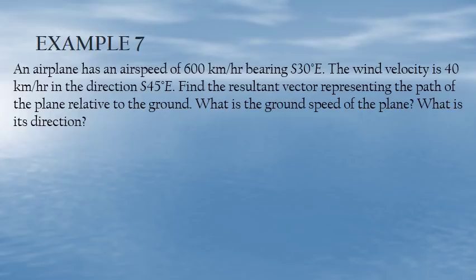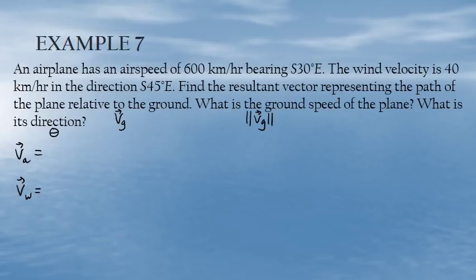So the direction will be finding theta. The vector representing the path relative to the ground will be like us just writing a v sub g, using the pieces from airspeed and wind. And then ground speed will be the magnitude of that vector that we found. Okay? So before we can find v sub g, we need to find v sub a, and we need to find v sub w. All right, so let's see here.